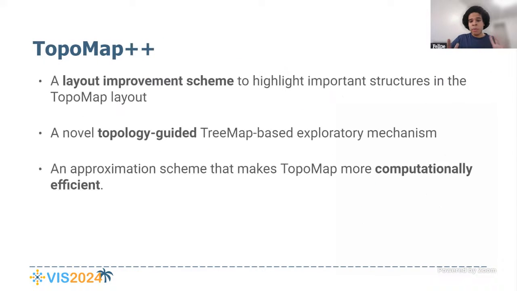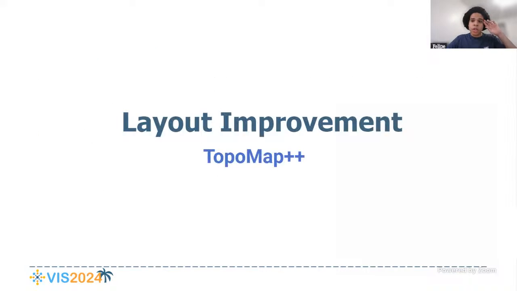So, we propose 3 contributions. The first is a layout improvement scheme to highlight important structures in the TopoMap layout. Second, a topology-guided tree-map-based exploratory mechanism that facilitates the analysis of high-dimensional data. And third, an approximation scheme that speeds up the TopoMap computational process. So let's take a look at our first contribution.